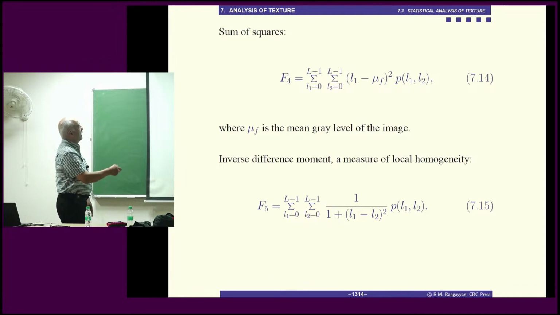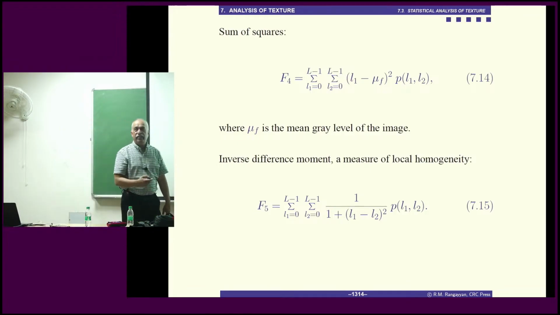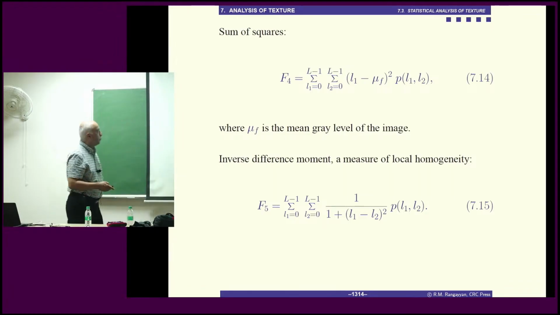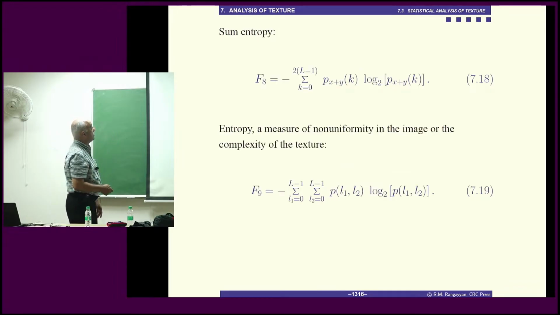Here, you are taking the difference in the denominator, so it is a measure of homogeneity. If the differences are large, it means heterogeneity, but it's in the denominator, so it is homogeneity. Sum average, they took the moment of p_{x+y}. Sum variance, the variance of that, p_{x+y}, the probability of the sum of those values.